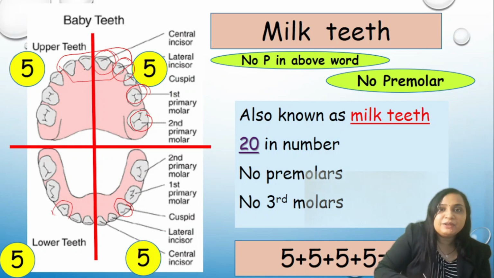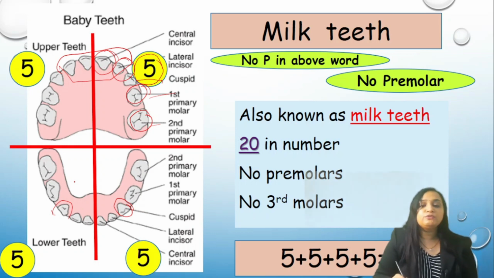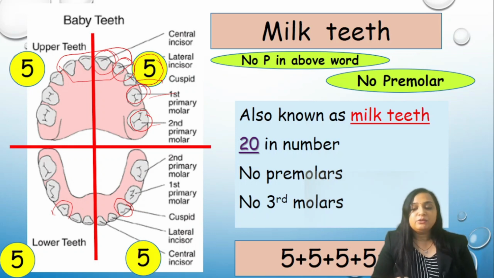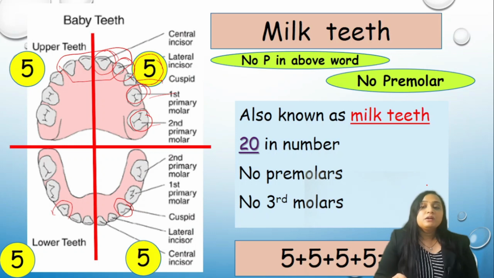First 4 teeth will be central incisors and lateral incisors. Those are 4. Then 1 canine, first molar and second molar. Total 5 in number in each quadrant. So 5 into 4, it will be total 20 in number.